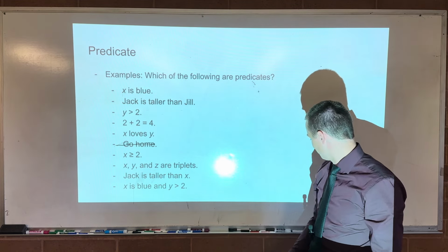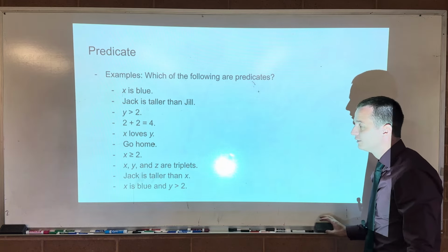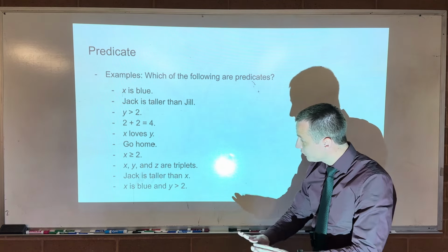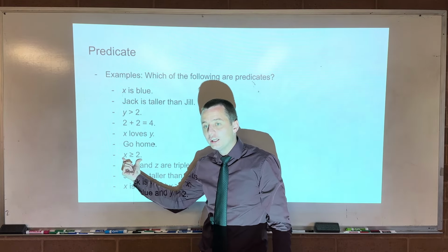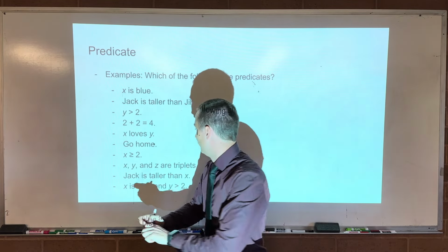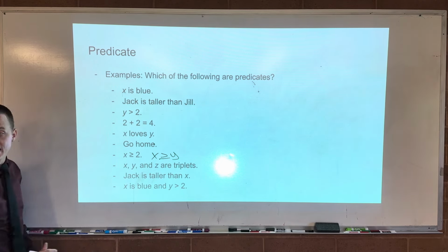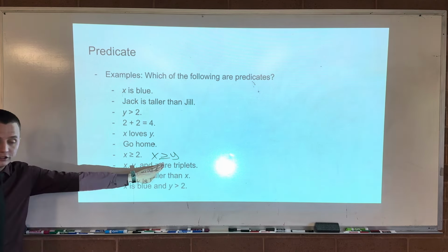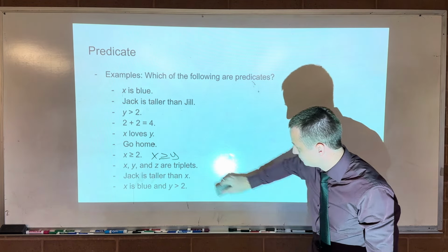All right. Next, X is greater than or equal to 2. Predicate, not a relation, because there's only one variable. If I would have written it like this, X is greater than or equal to Y, now that's the greater than or equal to relation. So there is a difference between those, and it's subtle.